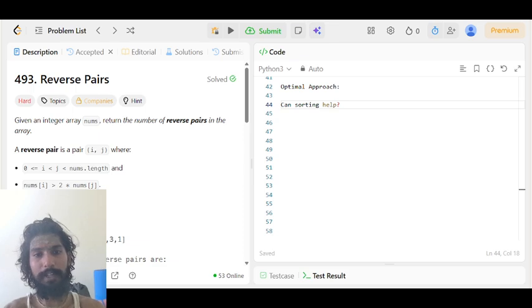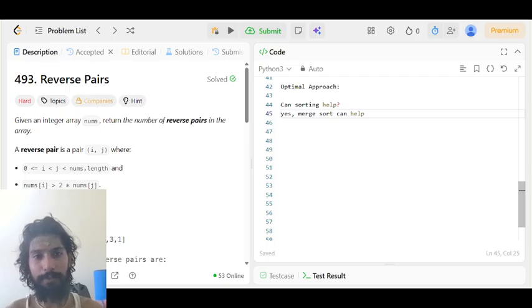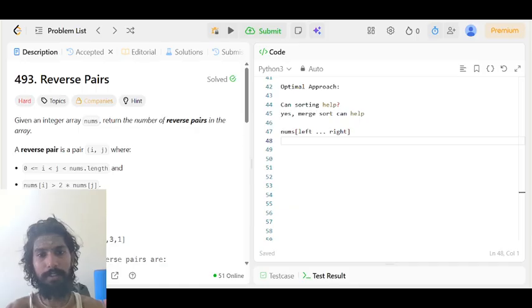So yes, merge sort can help. What it does is divide the array into two halves. For any range, nums left to right, this is our array that we want to sort. We divide it into two halves: nums left to mid and nums mid plus 1 to right.